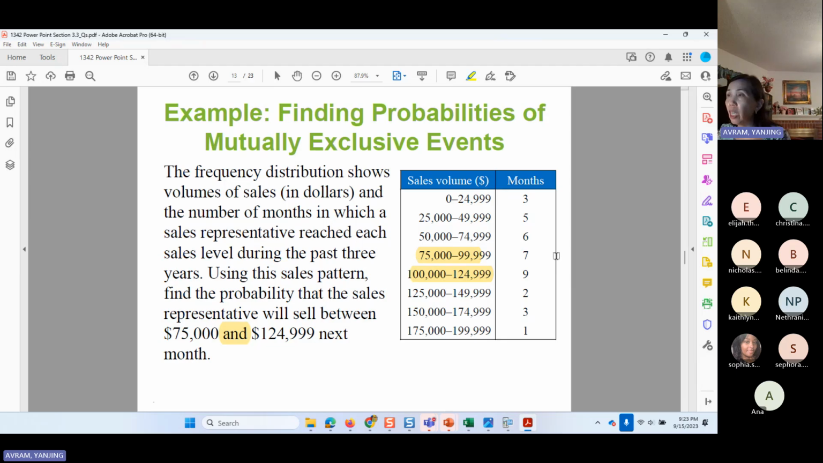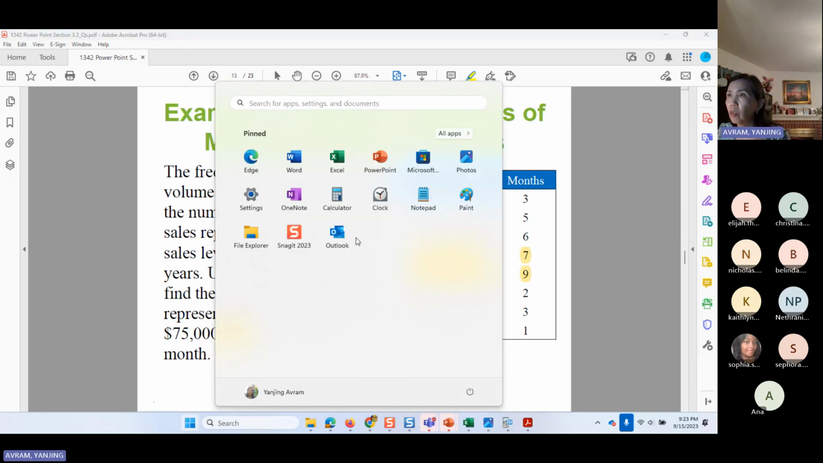So that means we're going to add these two together. All right, from here to here. So we have, from this is 7, from this is 9. Okay, so that means I will add 7 and 9 together. Okay. All right, so let me go ahead and write down on this PDF. It doesn't let me write in here.